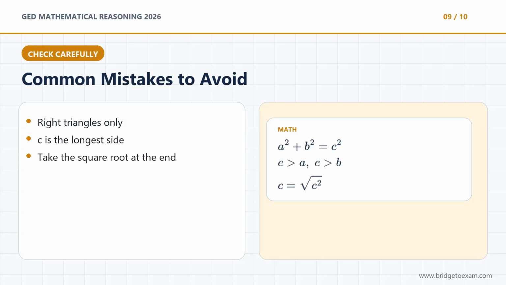Remember these. The Pythagorean theorem only works for right triangles. The hypotenuse, c, is always the longest side, across from the right angle, so never label a leg as c. And do not forget the final square root, because you solve for c squared first, not c.